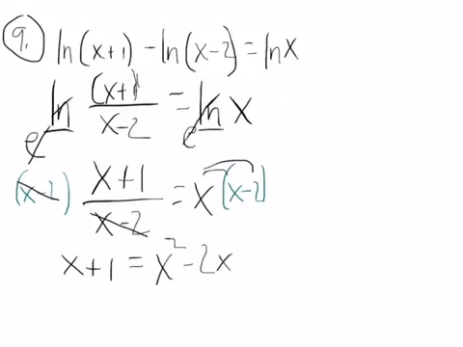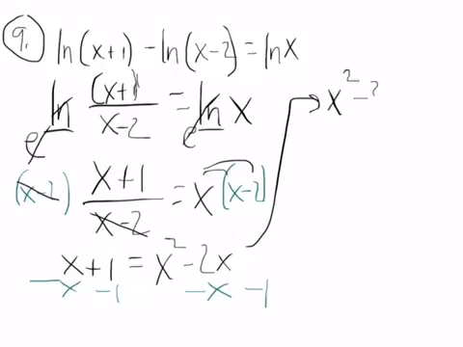So now I'm still trying to solve for x. I have a quadratic. So I'm going to get everything on the same side and try and maybe factor if I can. If I can't factor, I'll have to use the quadratic formula. We'll see what happens. So I'm going to subtract x from both sides, and I'm going to subtract 1 from both sides. And if I do that, I end up with x squared minus 3x minus 1.